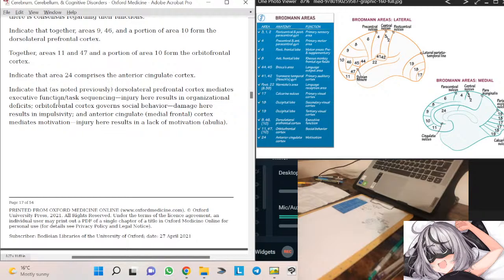Orbitofrontal cortex governs social behavior. Damage here results in impulsivity. And anterior cingulate, medial frontal cortex, mediates motivation. Injury here results in a lack of motivation, abulia.